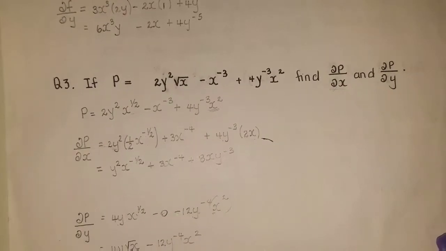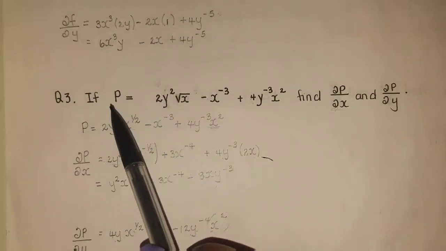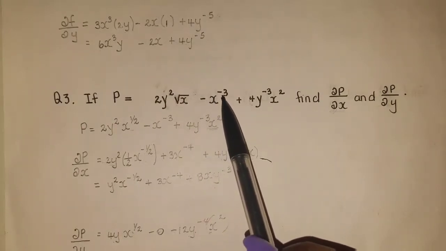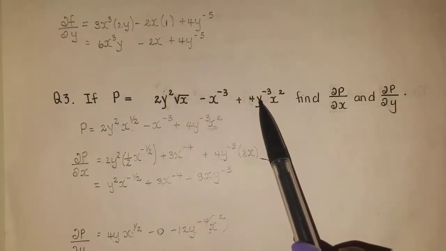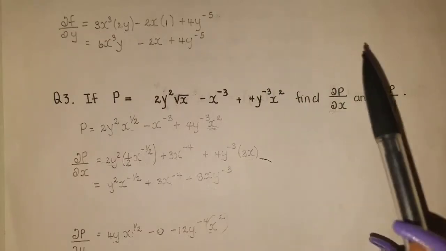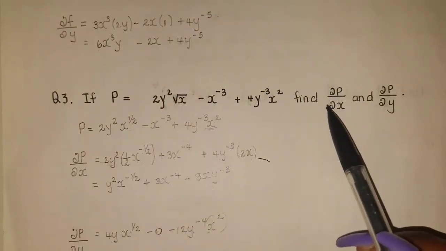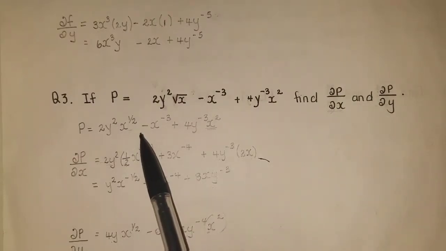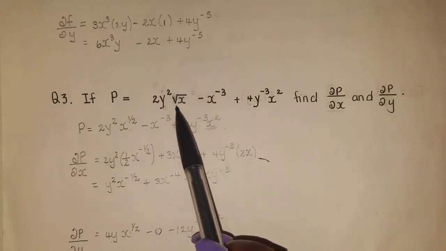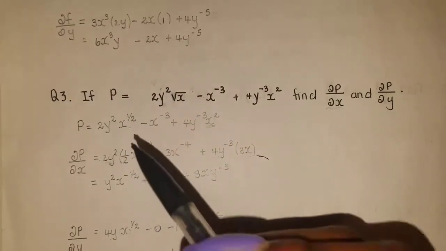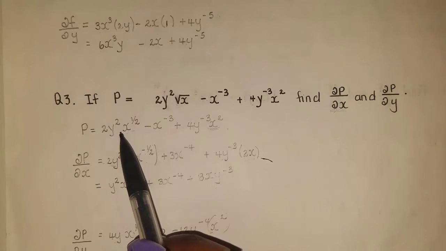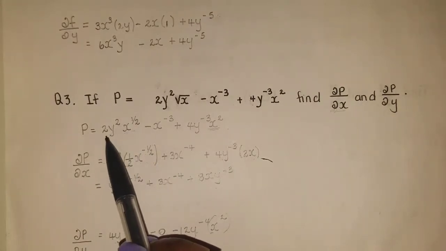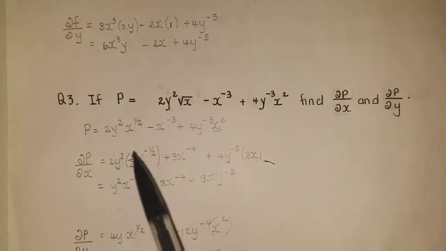In our third question, we have p equals 2y squared root x minus x raised to negative 3 plus 4y raised to negative 3 x squared. To find the partial derivative of p with respect to x, differentiating the x's, first of all, as you see, I rewrote my root x as x to the half. So now differentiating the x's, this gives me half x to the negative half, and I multiply by the 2y squared coefficient.